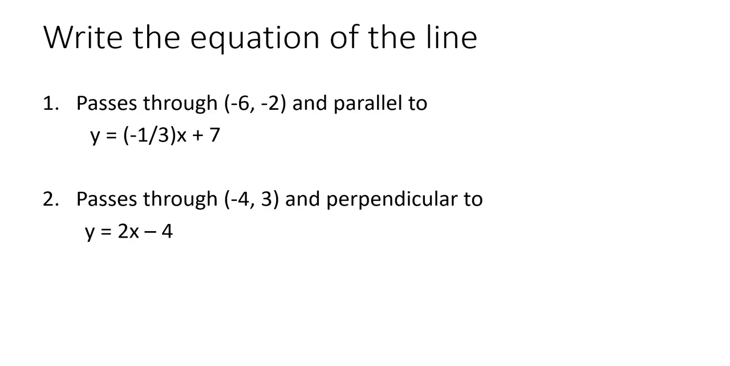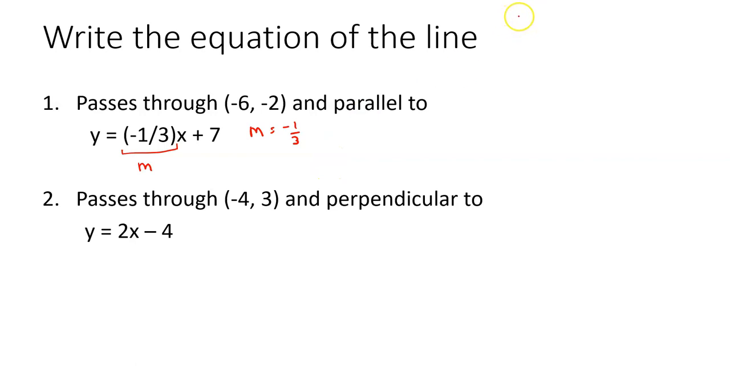So the first question asks us to find the equation of the line that passes through this point, -6, -2, and is parallel to y equals -1/3 x plus 7. So if this is the slope of the line, this is also the slope of the parallel line. Remember we said parallel lines have the same slope. So if 2 lines are parallel, their slopes are the same. So I know right away that the slope is -1/3. What I need to do is find the y-intercept.